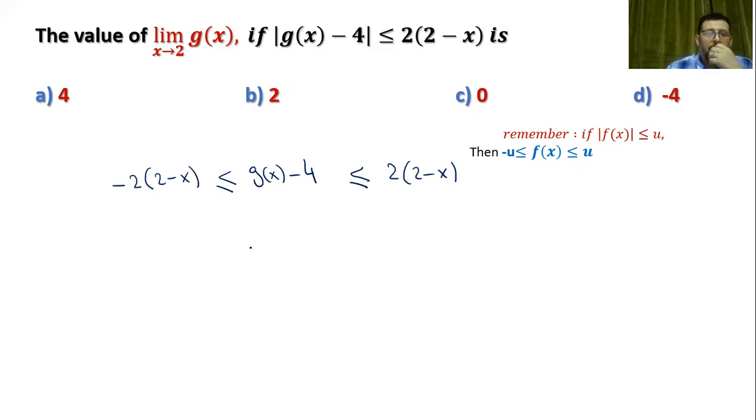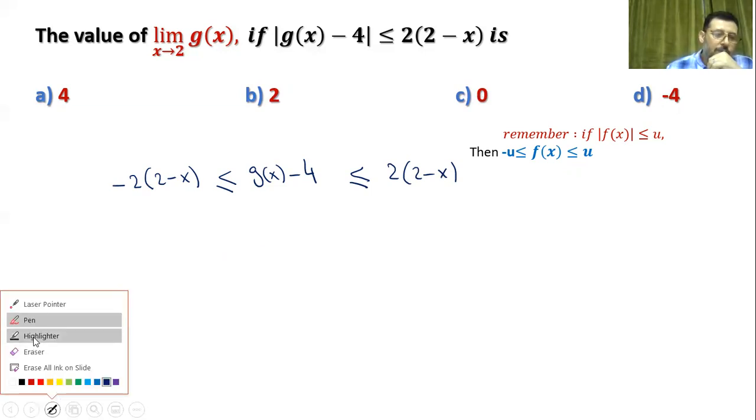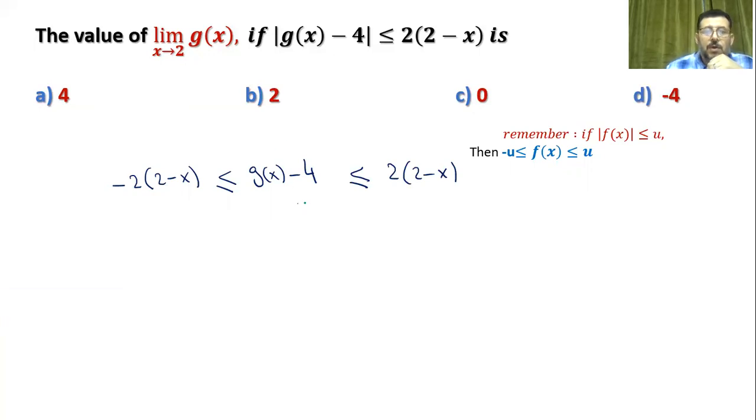Okay. Now I want g of x only. So I have to get rid of negative 4. So I have to add positive 4 in the middle, positive 4 on the right, and positive 4 on the left. So I'll get, now in the middle, g of x as I want. G of x.